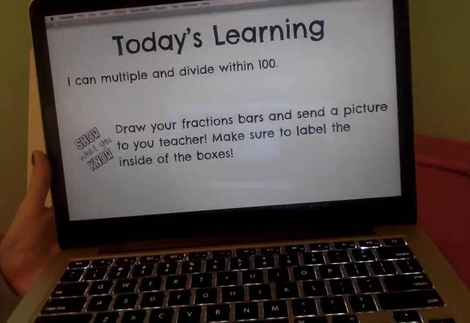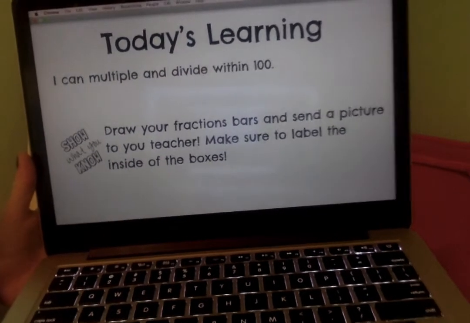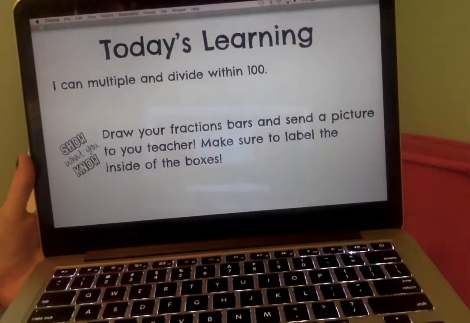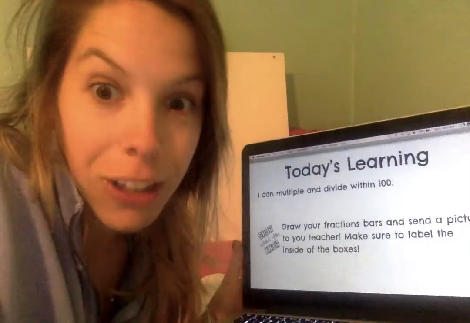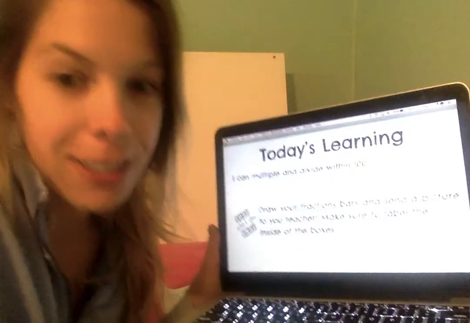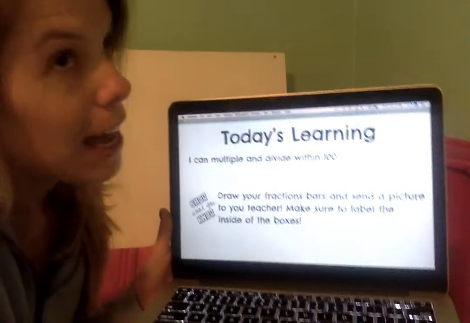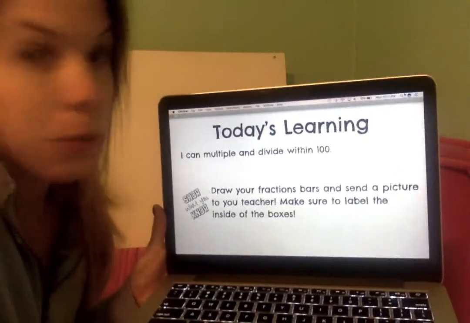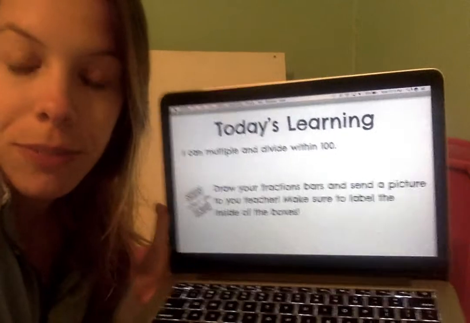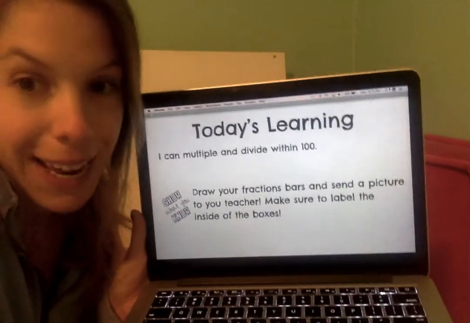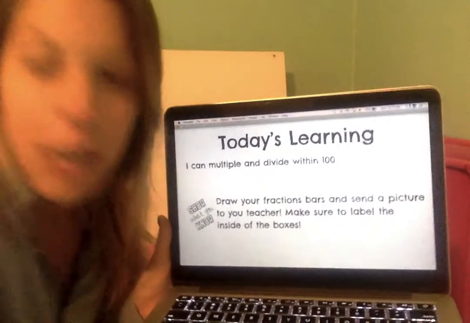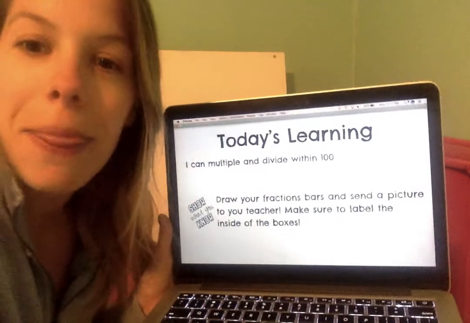So what I would like for you to do is draw your fraction bars and send a picture to your teacher. Make sure to label the inside of your fraction bars. 1/4, 1/2, 1/8, 1/3, 1/6. Okay? Draw that. Send it to me, Miss Flint, Miss Austin, or the other Miss Allen.